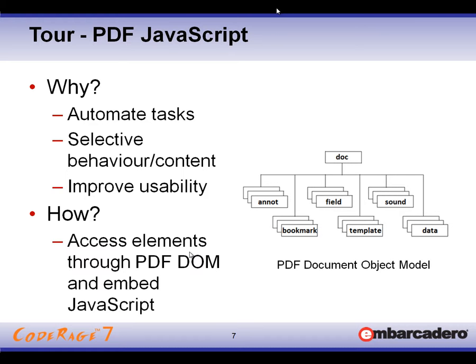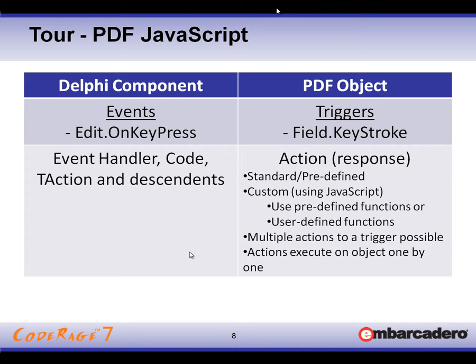Okay, so how is it done? So just as in HTML, PDF provides a document object model to access elements in the document from our JavaScript code. And the diagram that we have here represents the PDF DOM. It consists of 7 types of objects, and through them we can access every element of a PDF document. Today we will deal with the field object mostly, so let's understand this a bit more. Now the programming model is very similar to that of Delphi, but the naming is a bit different. Let's understand this keeping the Delphi component as our reference point.